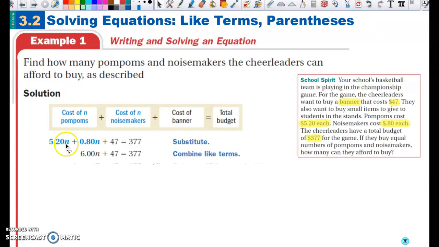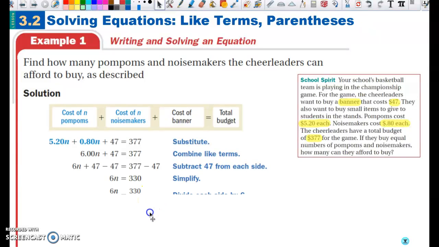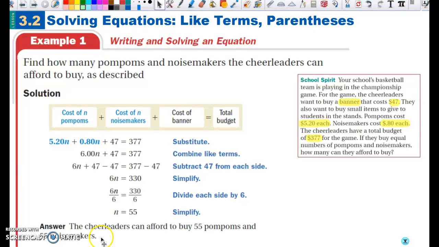Combine the like terms, and you get 6 n's plus 47 is 377. Subtract 47 from both sides, you get 330. Then you need to divide by 6. And there should be 55 of each item. So the answer to our question is that the cheerleaders can afford to buy 55 pom-poms and 55 noisemakers.